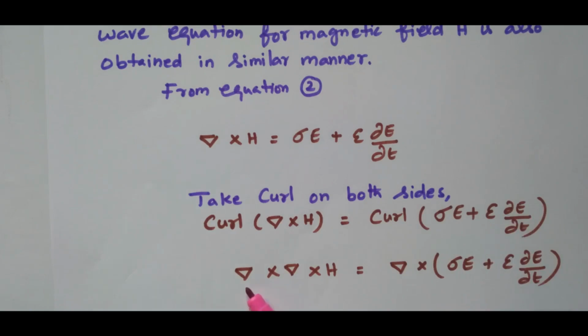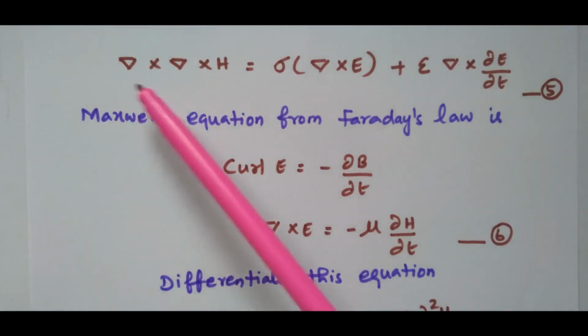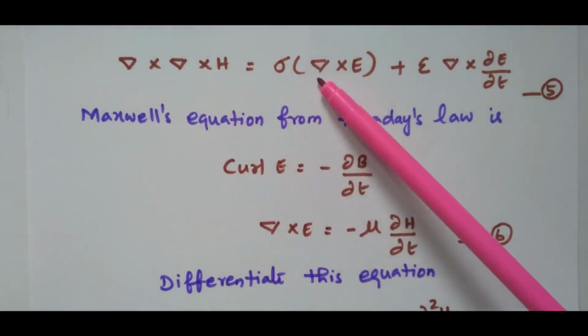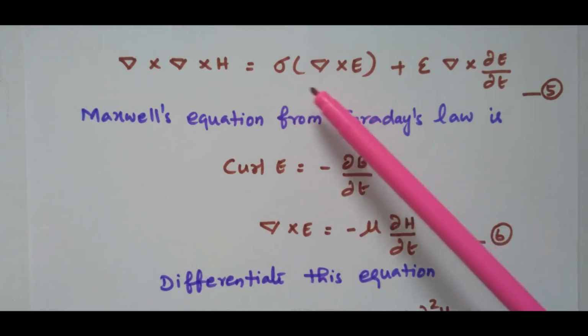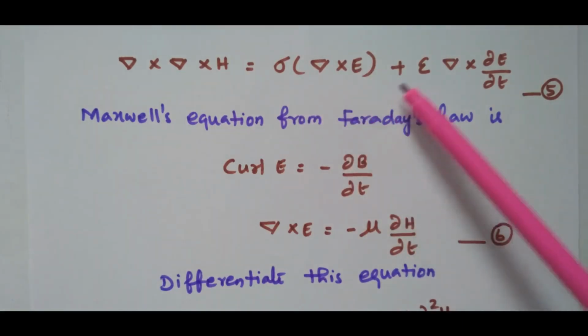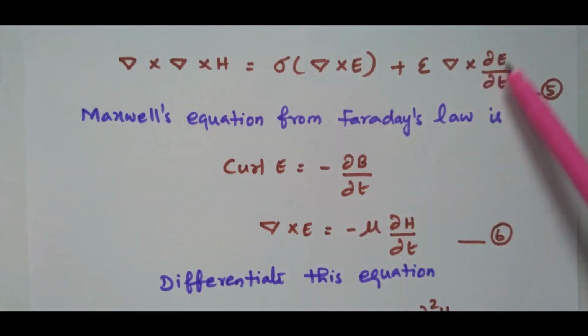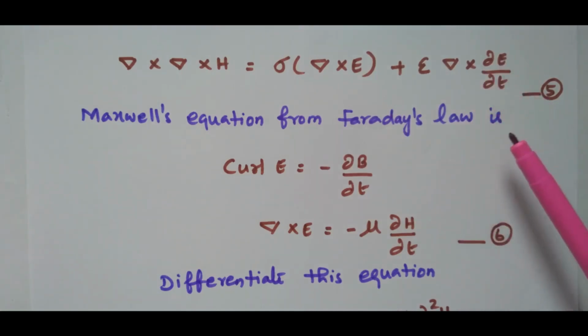So that is nothing but del cross del cross H equal to del cross of sigma E plus epsilon dou E by dou T. Taking the curl on both sides, we got this expression. Multiplying inside, del cross del cross H equal to sigma del cross E plus epsilon del cross dou E by dou T. Take this as equation number 5.